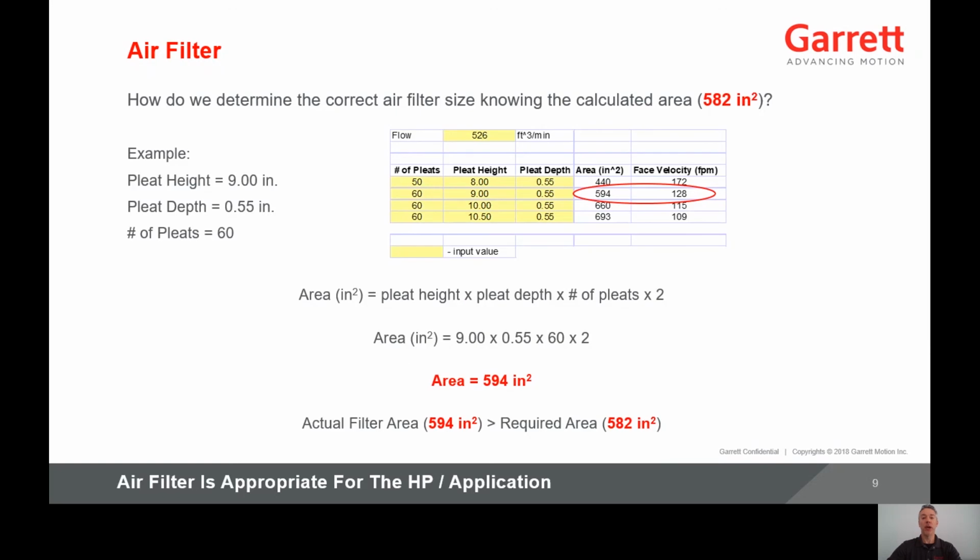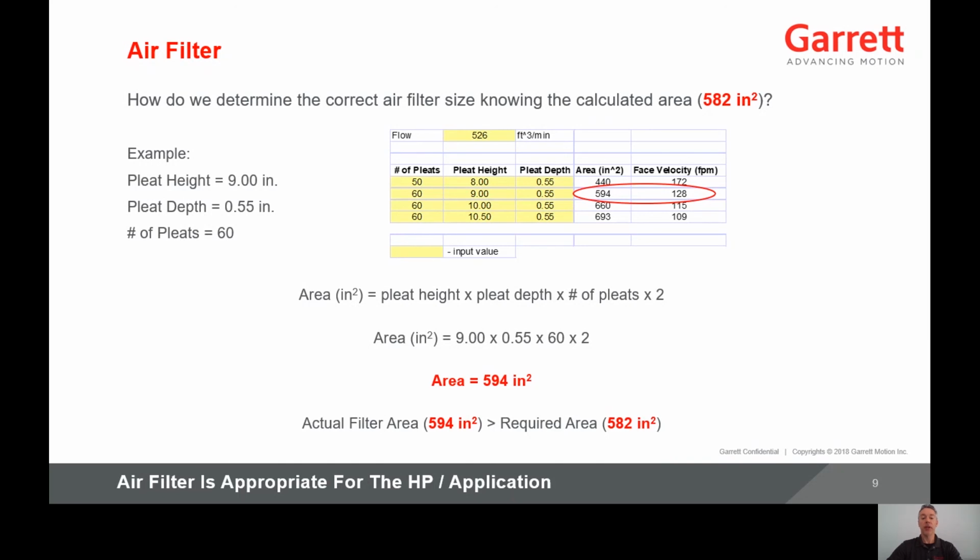Now that we have the required calculated area for the filter, we need to determine the correct filter to use for the application. In the chart to the right are some specifics on number of pleats, pleat height, pleat depth for some common filters. So for our example, we're going to use the pleat height of 9 inches, pleat depth of 0.55 inches, and number of pleats of 60.